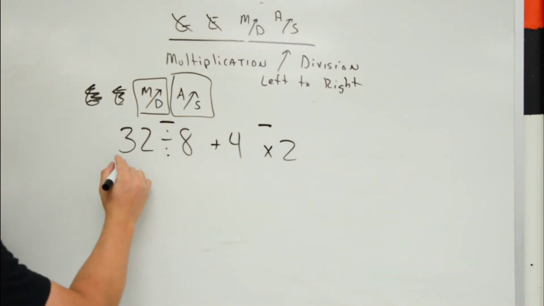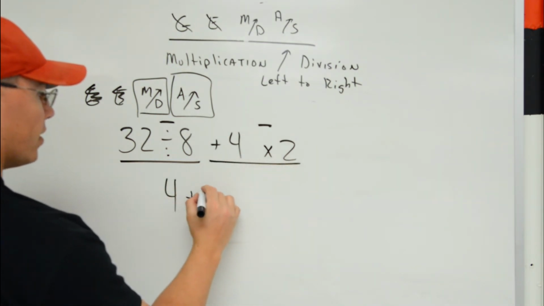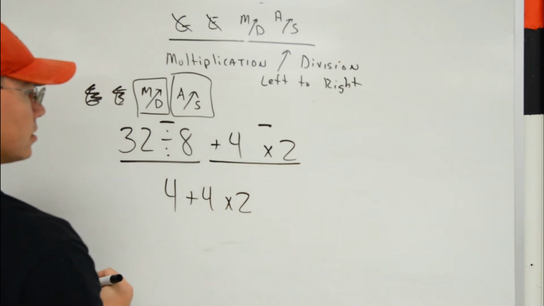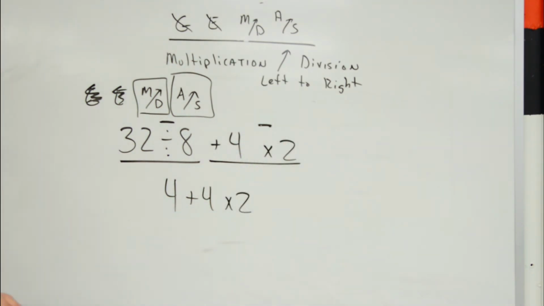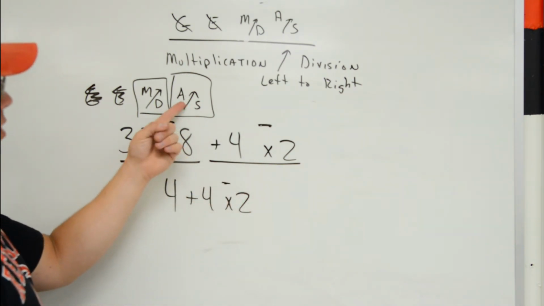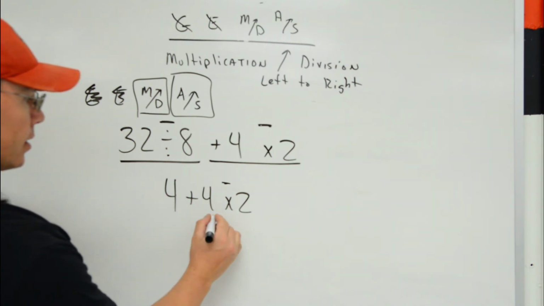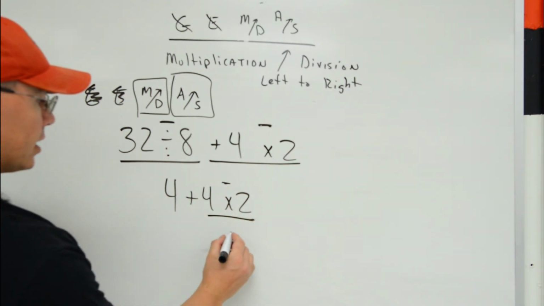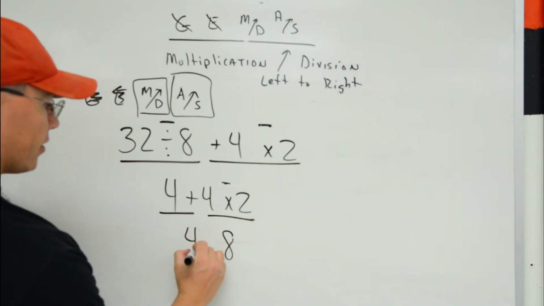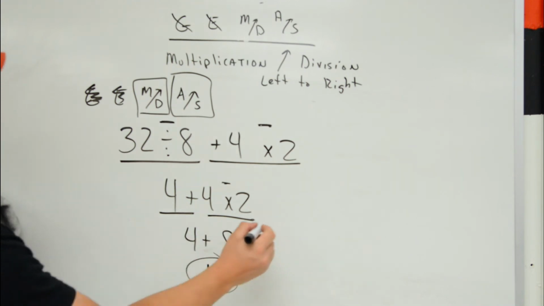So 32 divided by 8 is going to give us 4. And bring everything else down with it, because if you leave this out, you're going to have a bad answer. Now, do we have any other multiplication and division signs? Well, we've got multiplication right here. And remember, multiplication goes before addition, so 4 times 2 goes before 4 plus 4. So 4 times 2 gives us 8, and bring down what's left. 4 plus 8 gives us 12.